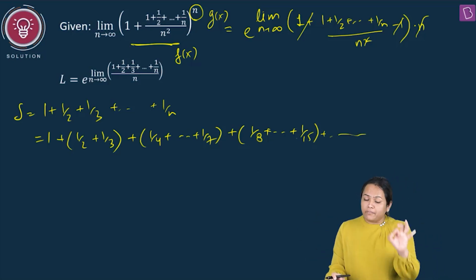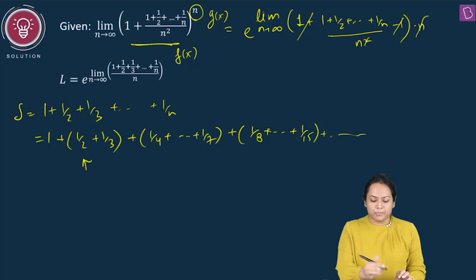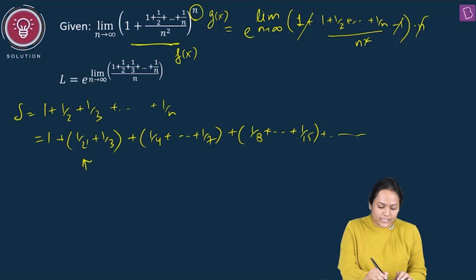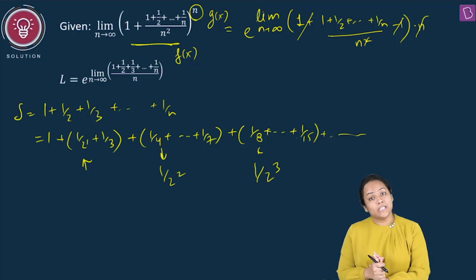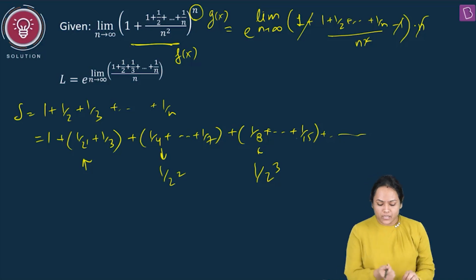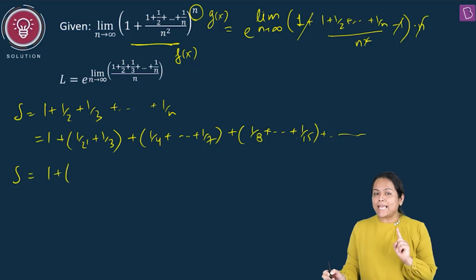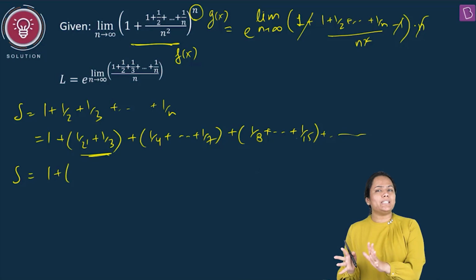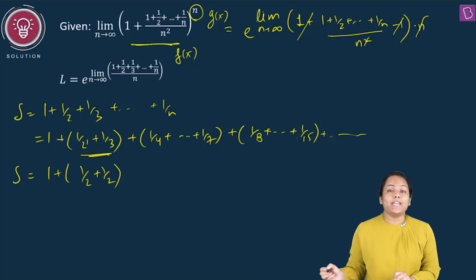So every group is starting by 1 by 2 raised to something. 1 by 2 raised to 1. In this case, here it's 1 by 2 square. Here it's 1 by 2 cube. Next one will be 1 by 2 raised to 4 and so on and so forth. Clear? This is going on till infinity. Okay, so now what we are going to do, I can say that my S here is 1 plus. This second term, which is 1 by 2 plus 1 by 3, will be slightly less than 1 by 2 plus 1 by 2, isn't it?